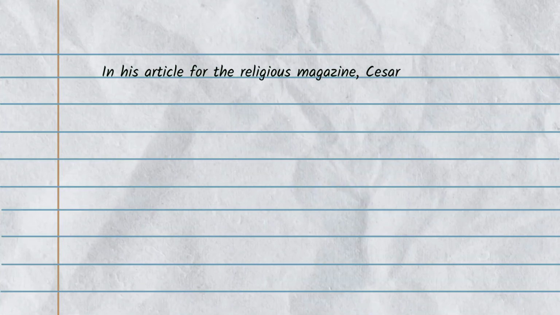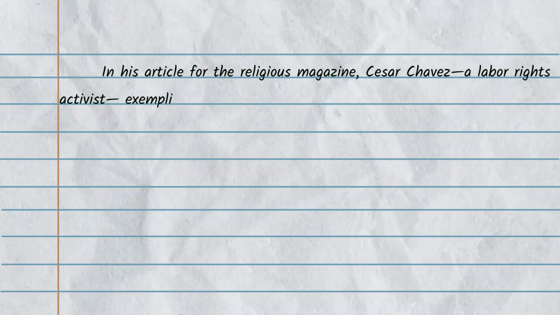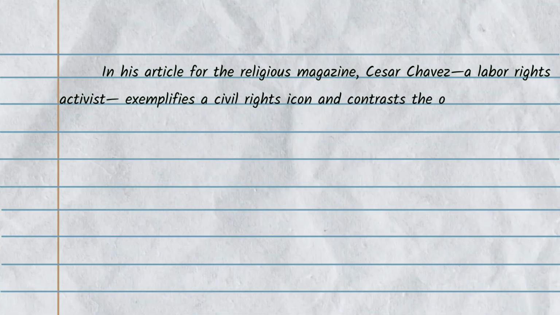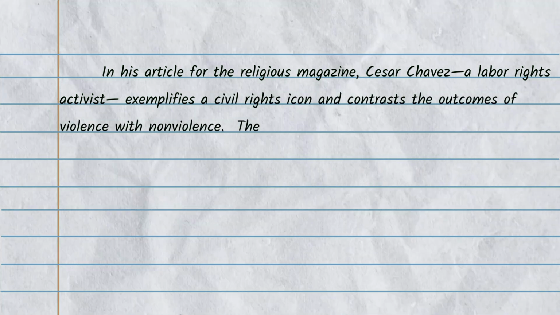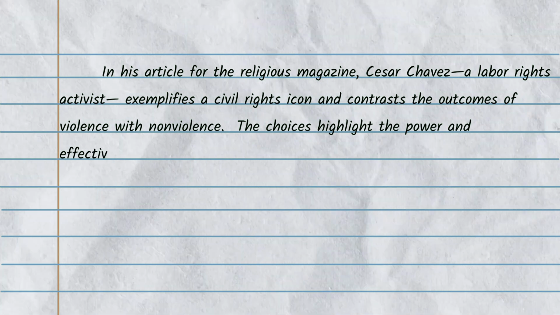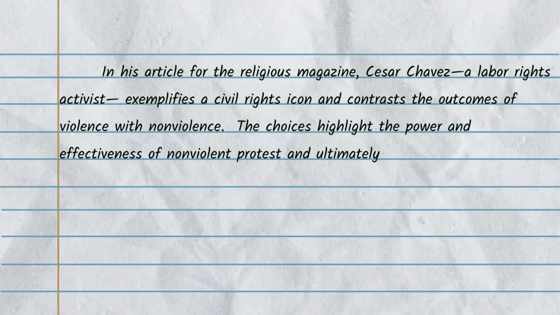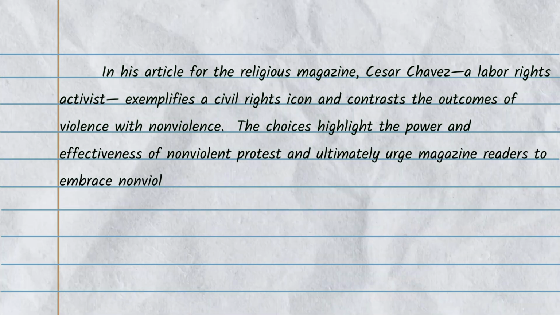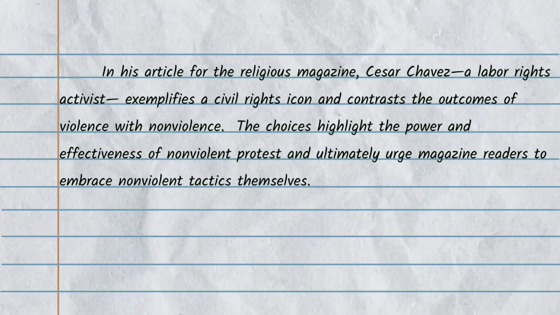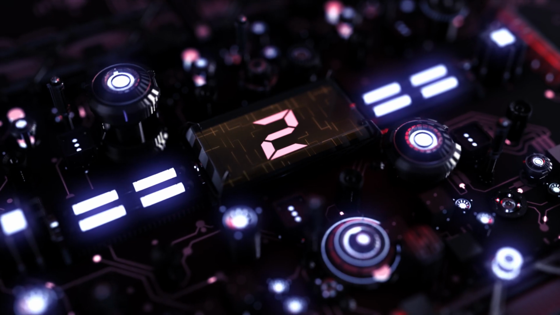Now that you've seen the template, here's what an accurate response in relation to the Chavez piece would look like. In his article for the religious magazine, Cesar Chavez, a labor rights activist, exemplifies a civil rights icon and contrasts the outcomes of violence with nonviolence. These choices highlight the power and effectiveness of nonviolent protest and ultimately urge magazine readers to embrace nonviolent tactics themselves. This thesis does more than restate and rephrase the prompt. It projects choices to be analyzed. But did you notice how I only included 2 choices in this thesis?